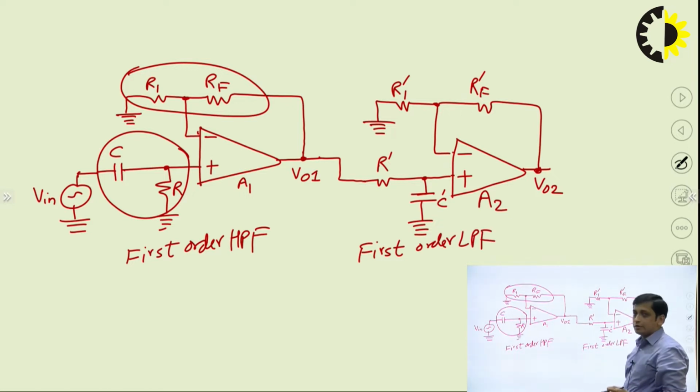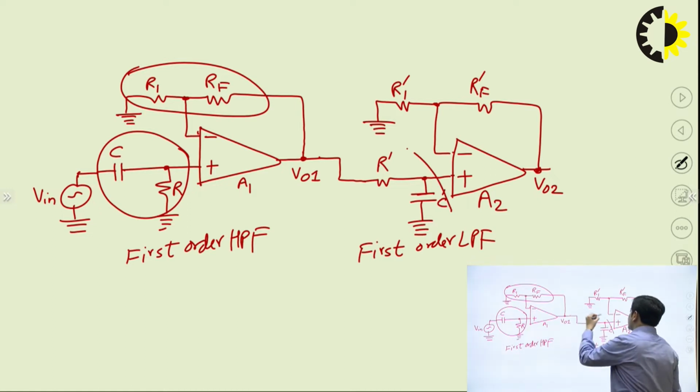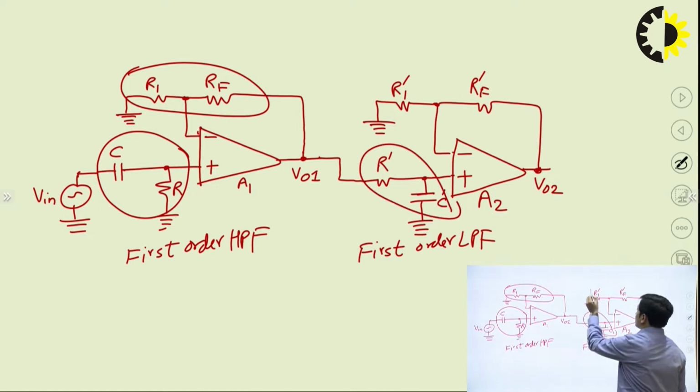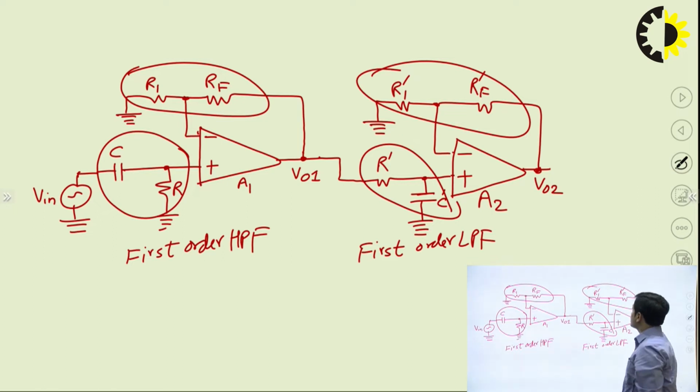From this circuit you can see that the first order high pass and first order low pass filters are connected in cascade, and it provides the wide band pass filter function. Again for the second op-amp A2, the filter function is provided by R dash C dash and the gain is provided by R1 dash and RF dash.